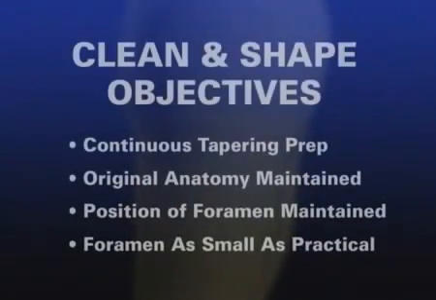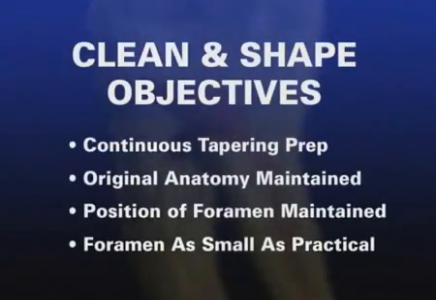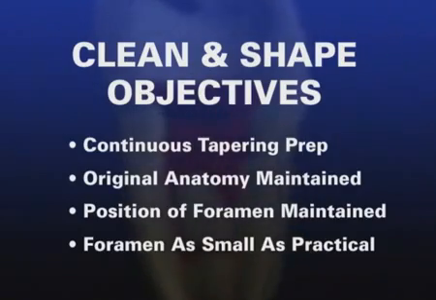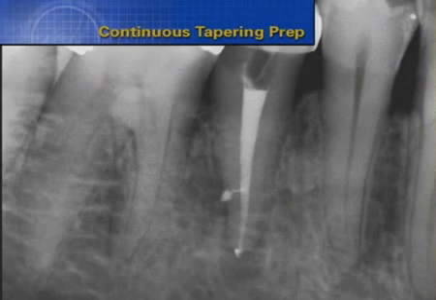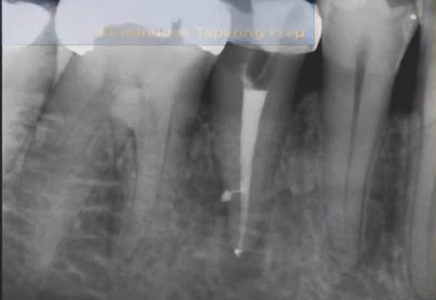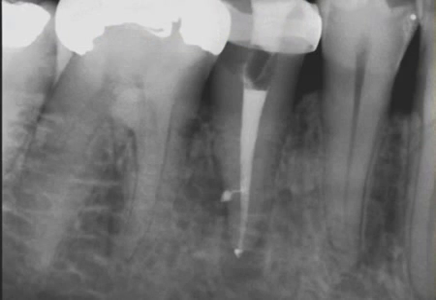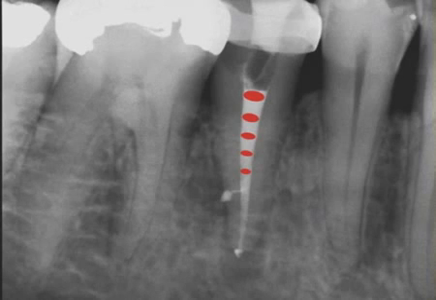Fulfilling the mechanical objectives of cleaning and shaping also achieves the biological objectives and promotes predictable success. In a continuously tapering preparation, the canal shape must flow and progressively narrow in an apical direction. Starting at the orifice and moving apically, every cross-sectional diameter of the finished preparation should decrease, with the smallest cross-sectional diameter at the apical terminus of the canal.